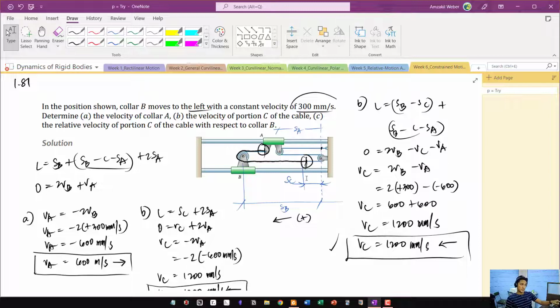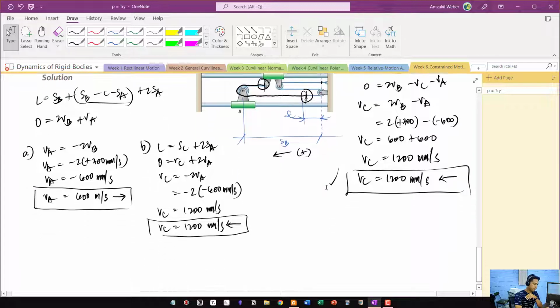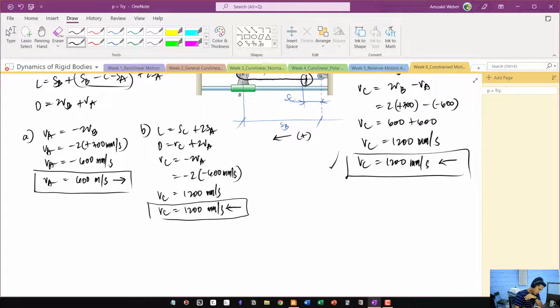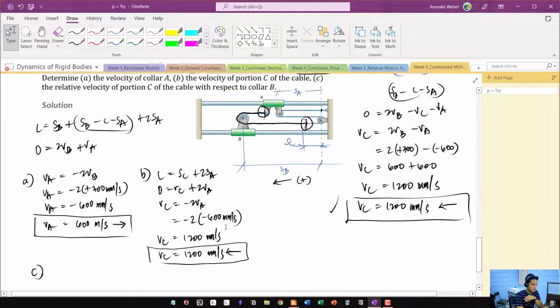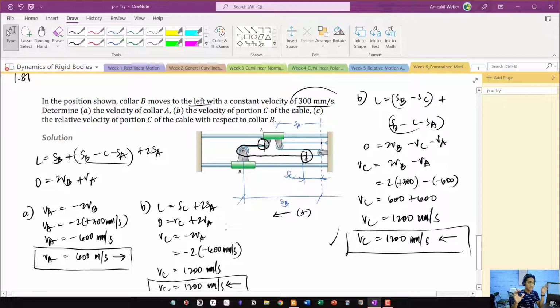As we shall see later, there is also a question: what is the relative velocity of portion C? You can distinguish the difference between them. Alright. Now, let's go to question C. I'm going to write it here. Question C is the velocity of portion C, which is absolute.